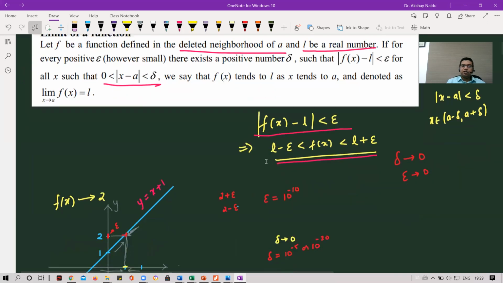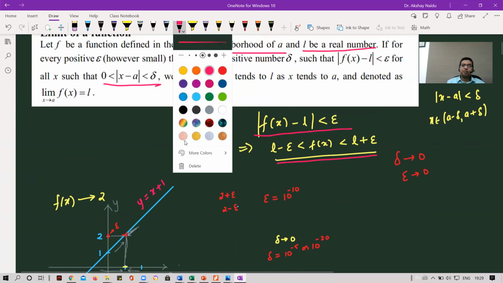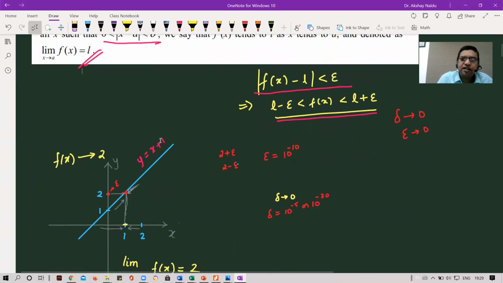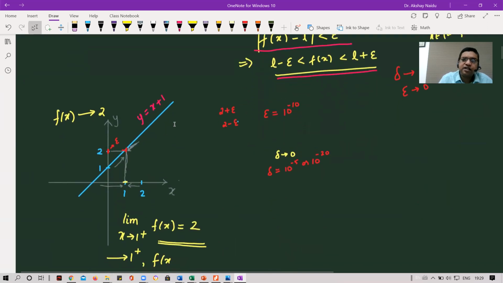All right. Now the limit exists, and the limit value is: limit f of x as x tends to A is equal to L. This is what it is. So why such a complicated definition? You can see something straightforward now.